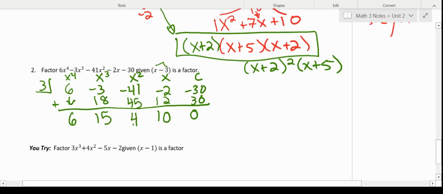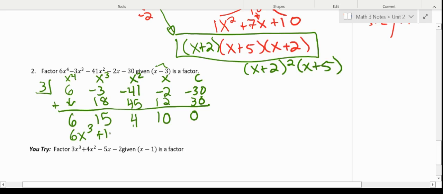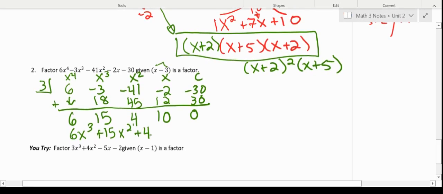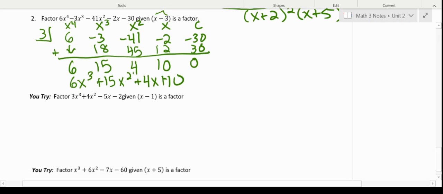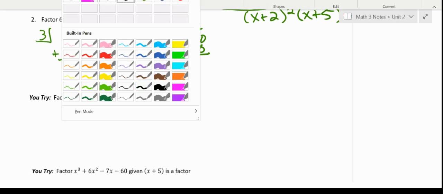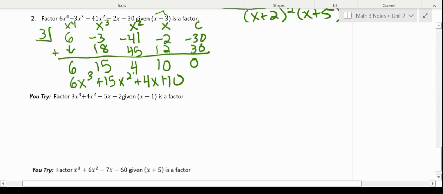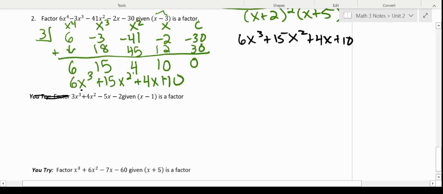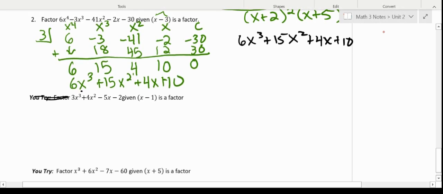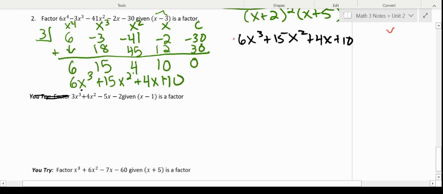Now when I write this out, I actually have here 6x to the third plus 15x squared plus 4x plus 10. And now I'm going to try to see if I could factor. So I'm going to ignore this one just for a moment, but you still have to do it, so I'll just rewrite it over here. And now we're going to go ahead and go through our steps. So do I have a GCF? I don't have a GCF. Can I do grouping? Well, let's check it out.